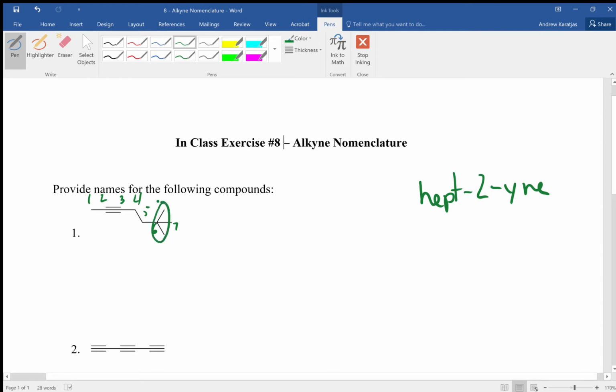The only other piece we need in this case are these 2 methyl substituents. They're both on carbon 6, so we have 6,6-dimethyl hept-2-yne.